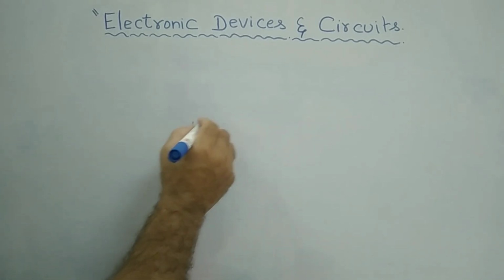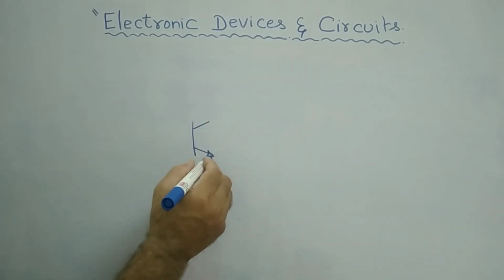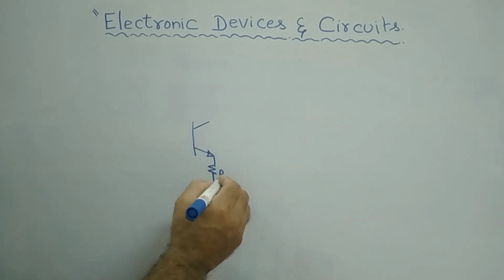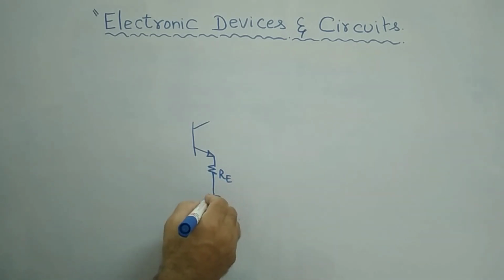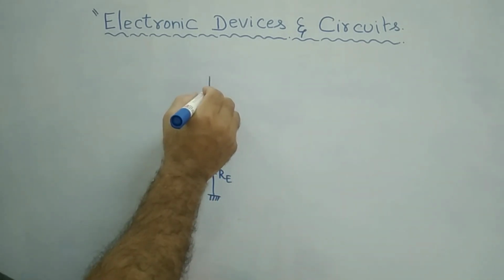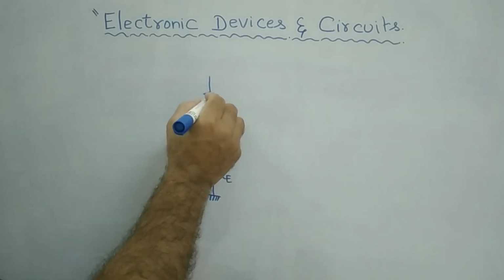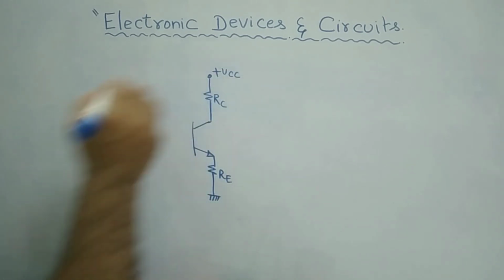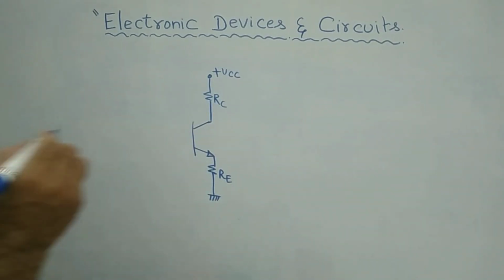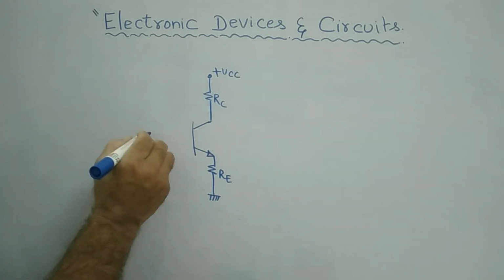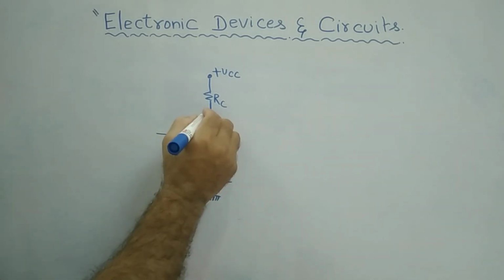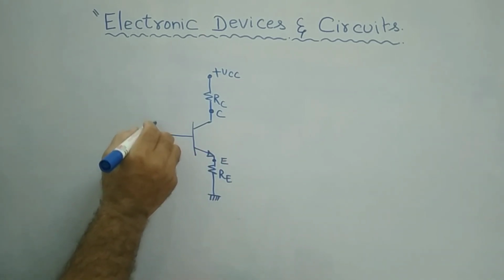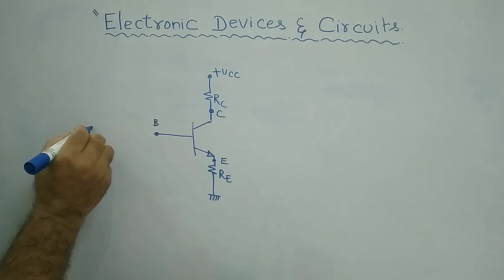So your transistor will be as it is, no difference, and your RE will be there. You can call it RE only. Now you can make it ground, nothing wrong, and you will have your RC as it is, the collector resistor will be there, and you will get your plus VCC obviously there. Understood? And now here, this is my collector, this is my emitter, and here I have my base.